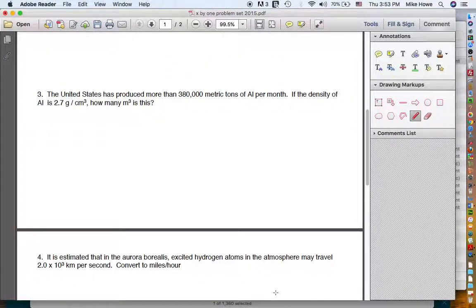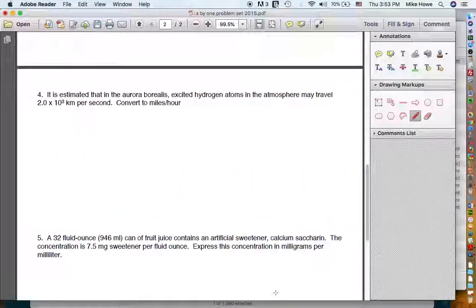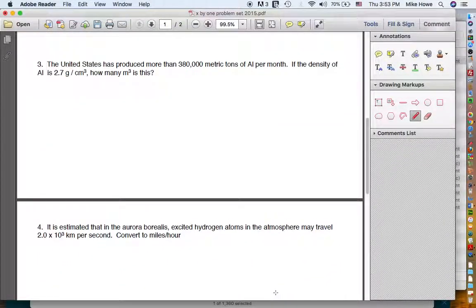Now the third one. So we have 380,000 metric tons per month. Now later in the problems, I told you that a ton is 1,000 kilograms, but I should have said that here. But I didn't, so it's 1,000 kilograms. So we're going to take our 380, as soon as we find our mouse again.